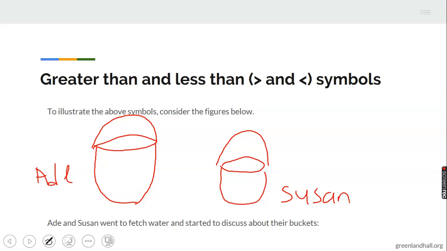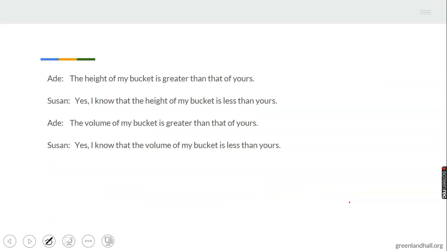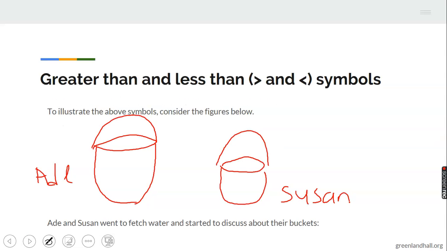Now, if you look at the diagram that we have, don't mind my diagram. This is a bucket, and the one is for Ade, then Susan. There are some things that we are going to relate with this diagram. Ade and Susan went to fetch water and started to discuss their buckets. Now, look at the picture of this bucket very well. You will see that one is bigger than the other. You understand? Now, let's look at the statements made by both of them.